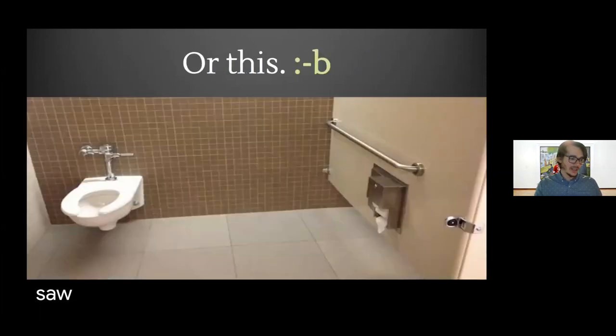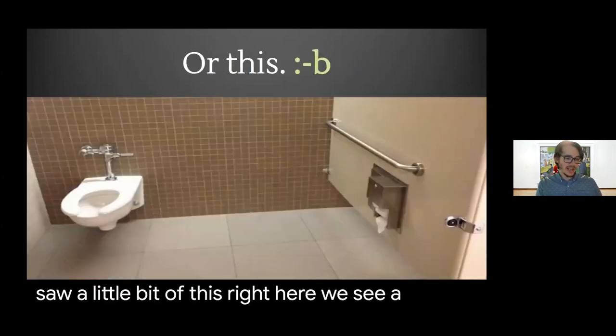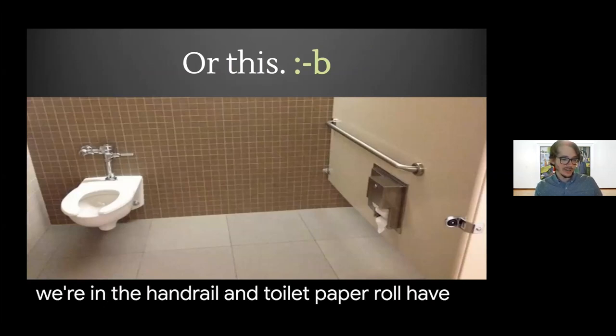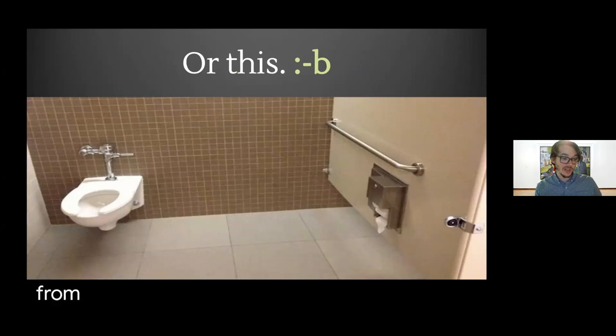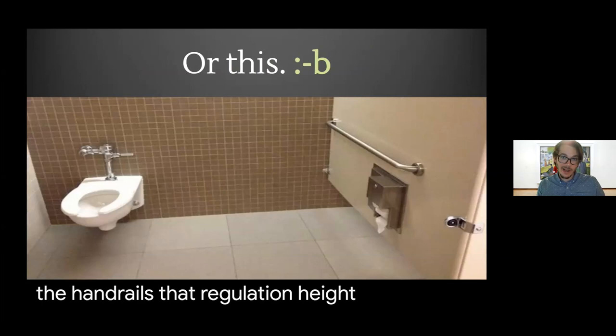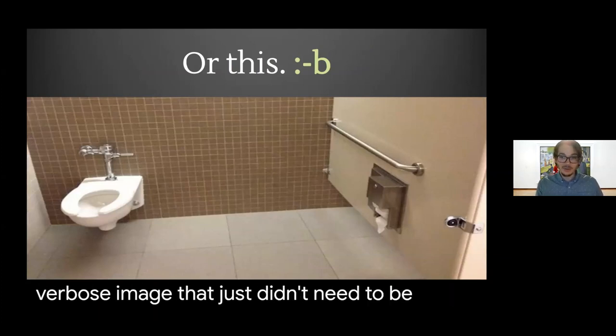We also saw a little bit of this. Here we see a supposedly handicapped accessible bathroom stall, wherein the handrail and toilet paper roll have been affixed to the wrong side of the stall, so far from the toilet as to render them unusable. But the handrail's at regulation height and can support up to 300 pounds, right? Think of that overly verbose image that just didn't need to be, and it was actually a hindrance.